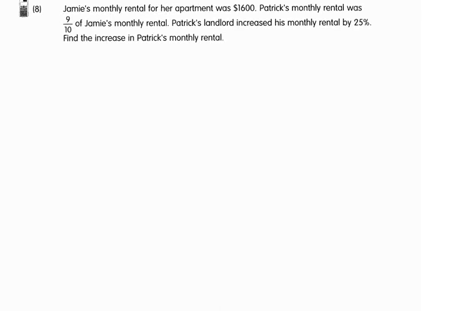first, Jamie is actually $1,600. Patrick's monthly rental was 9/10. Our first step would be to find Patrick's monthly rental, which is 9/10 of Jamie's rental, which is $1,600. Which gives me $1,440. Anyone has any problem so far? Okay, so based on this, this is his usual rental rate, the usual price that he's paying for the rental.